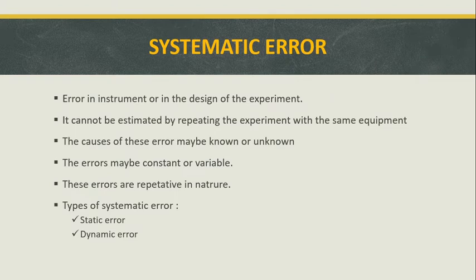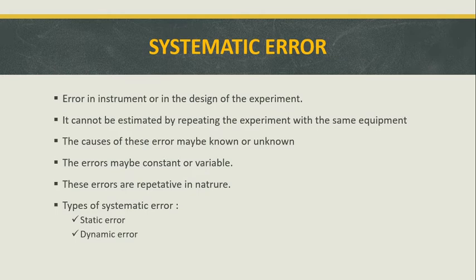Then systematic errors: error in the instrument or in the design of the instrument. A systematic error is the error which may occur in the instrument or in the design of the experiment. Sometimes the instrument makes some errors while we take the readings, or we make errors while we design the experiment process. That is called the systematic error.